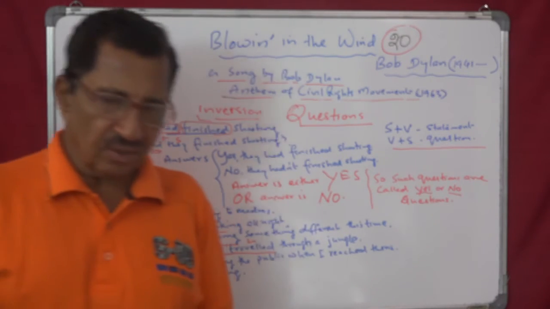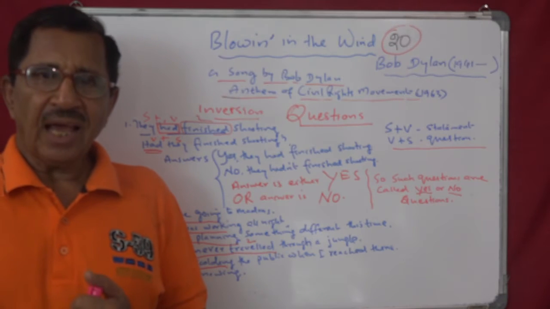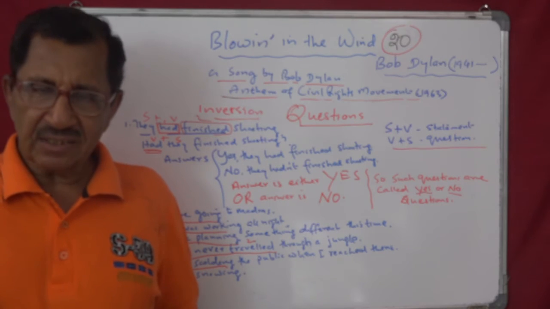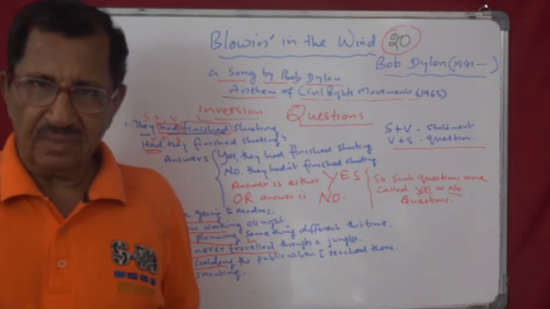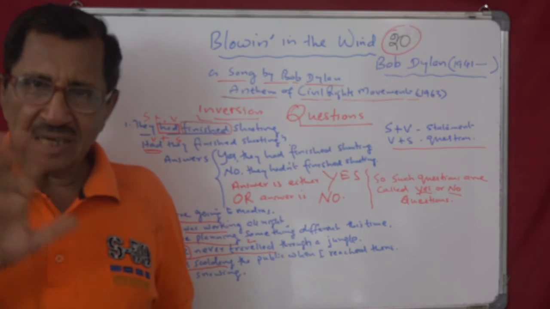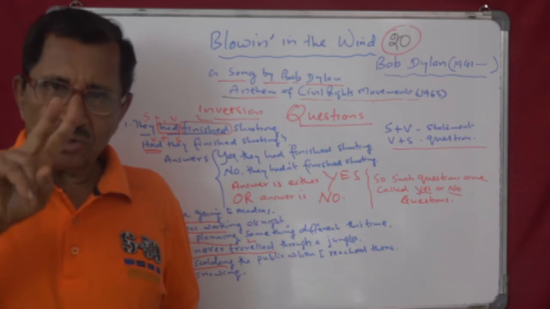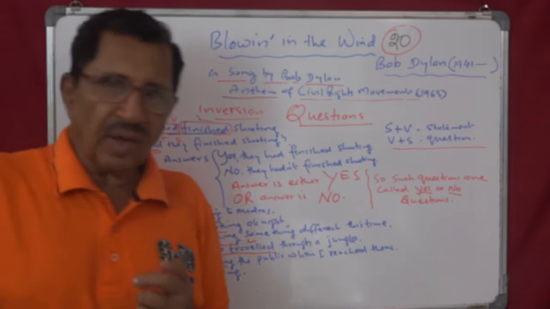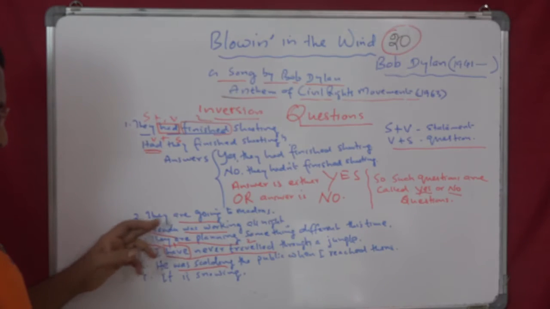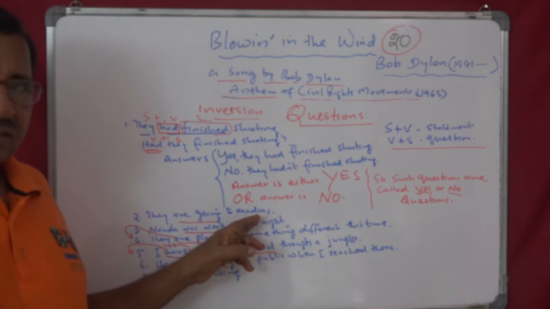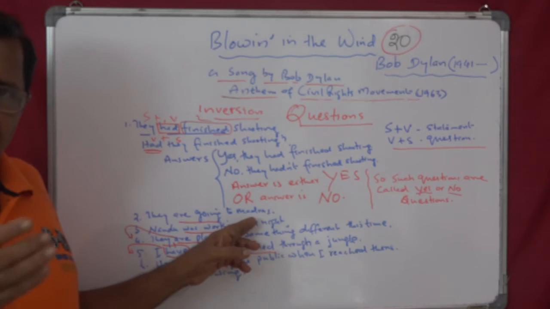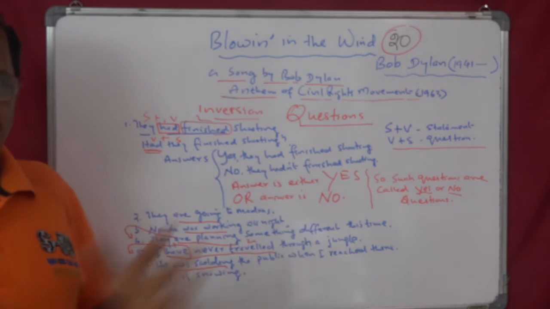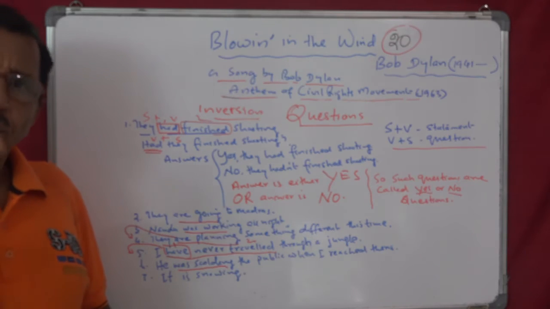What is this yes or no? Answer can be either yes, answer can be no. No third possibility. Only two possibilities. Now ask these questions. Are they going to Madras? Yes, they are going to Madras. No, they aren't going to Madras. Only two possibilities.